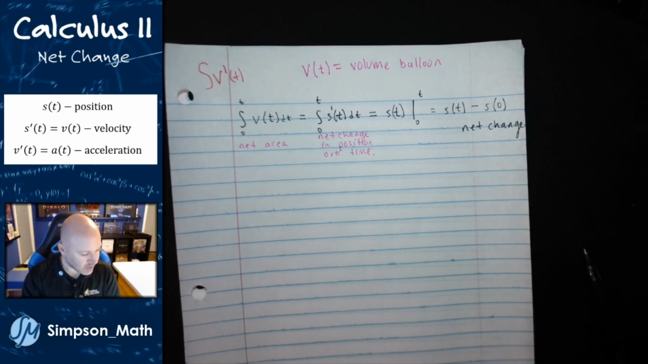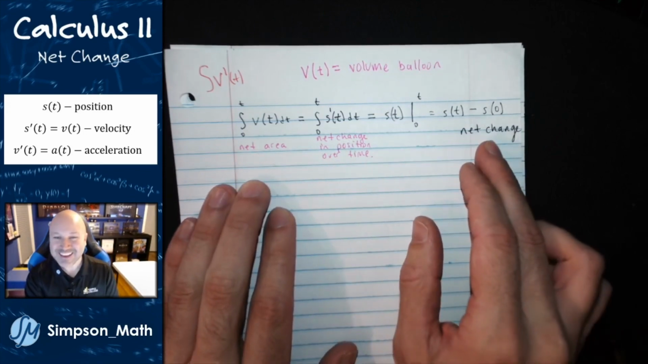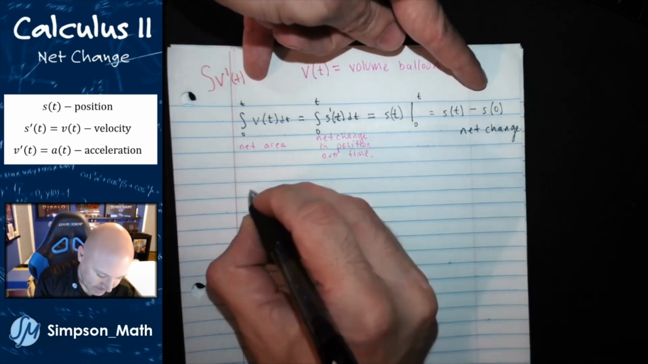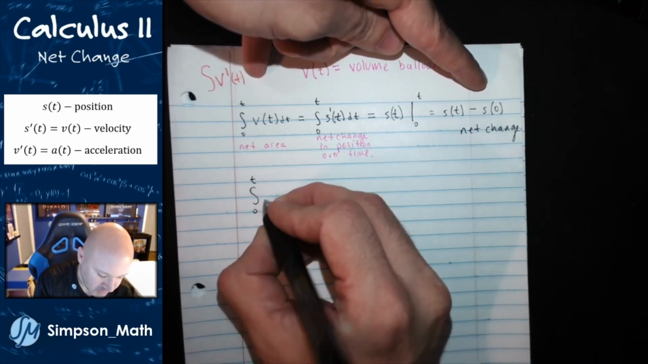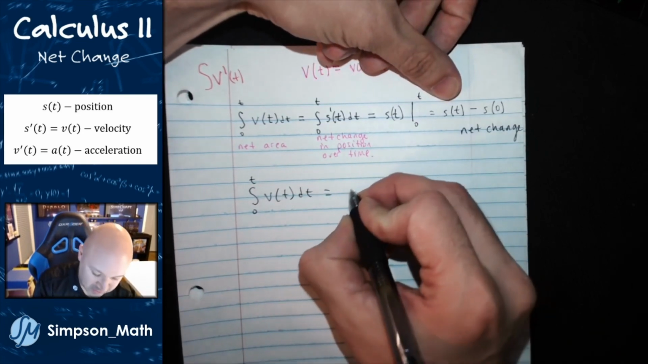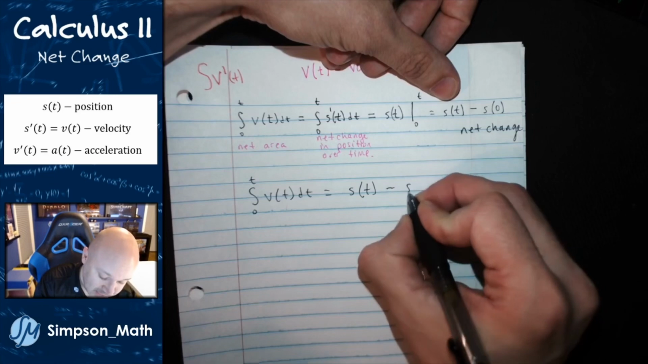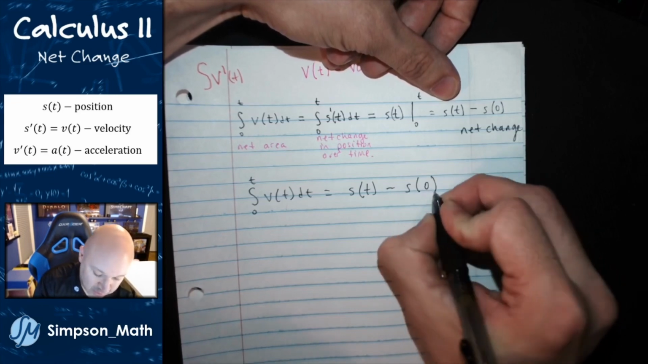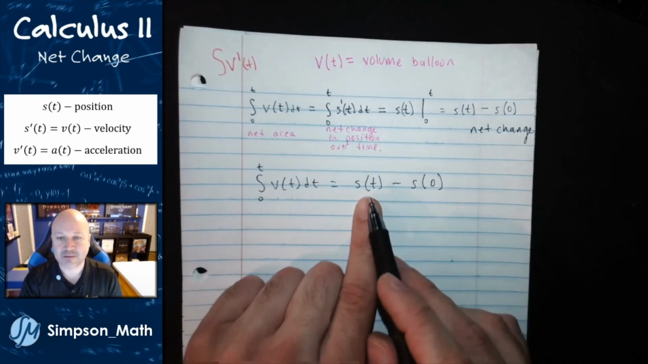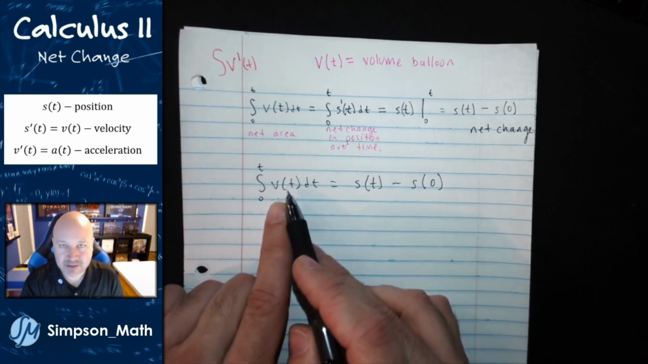Let's go with this idea that these are all the same thing. Let's do the front one and the back one, and talk about that for a little bit. The integral from 0 to t of v of t in the end is just calculating, using the fundamental theorem of calculus, the antiderivative evaluated at the upper limit minus the antiderivative evaluated at the lower limit. Now notice there's an s of t right there. What is s of t? S of t is simply the antiderivative of v of t.